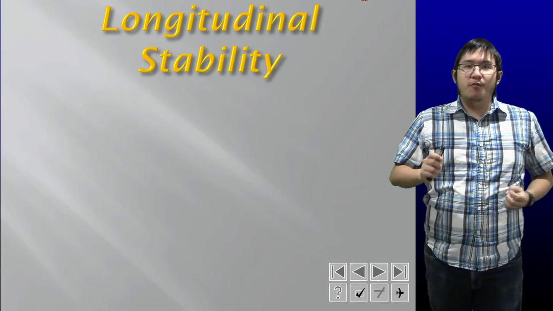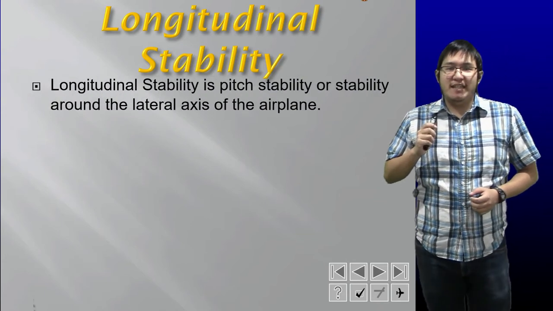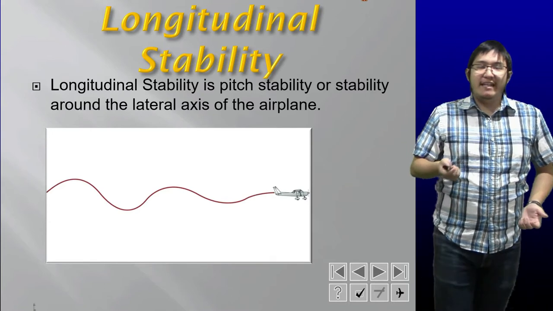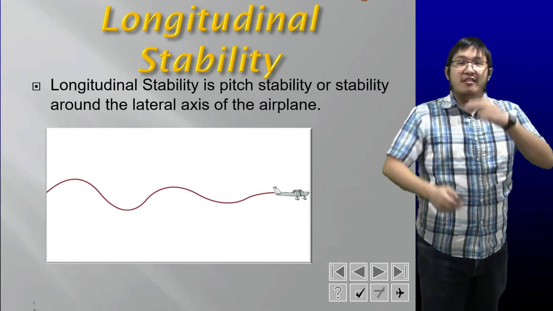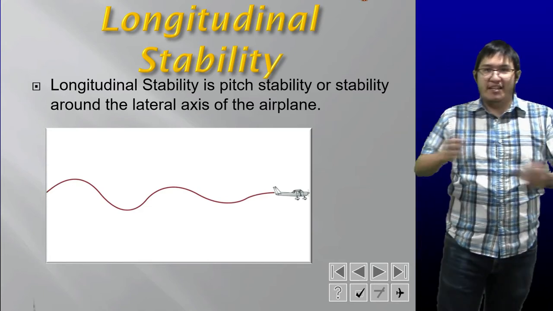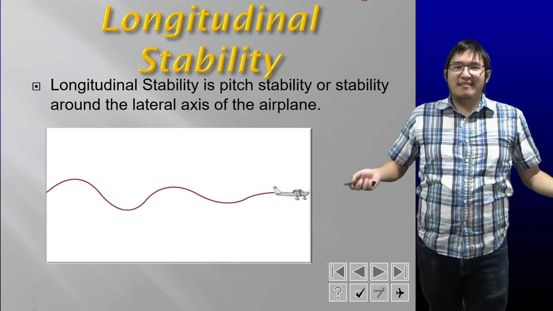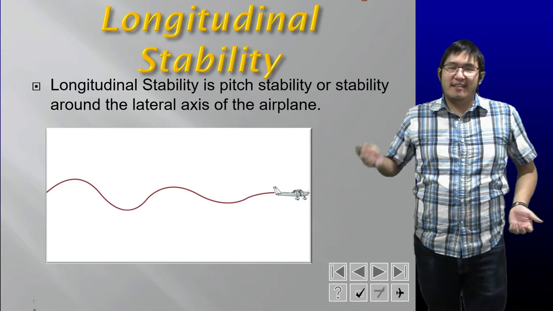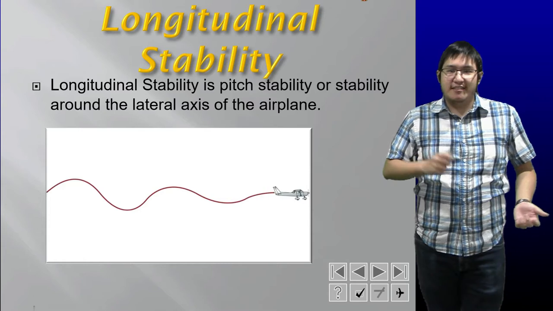Alright, now we're going to move on to longitudinal stability. Longitudinal stability is pitch stability, or stability around the lateral axis, if you remember this from the previous lesson. In this instance, we're just going to call it longitudinal stability, meaning stability of the longitudinal axis.